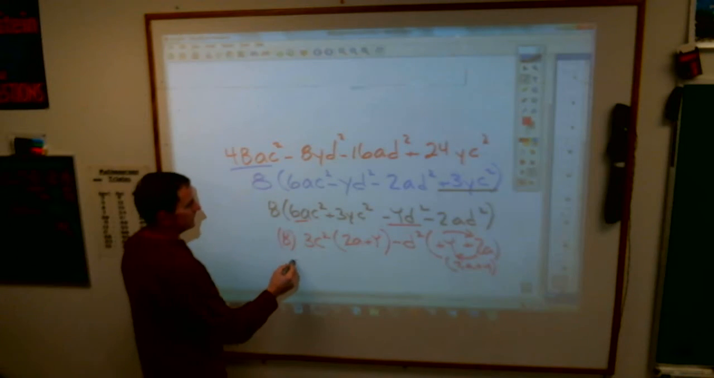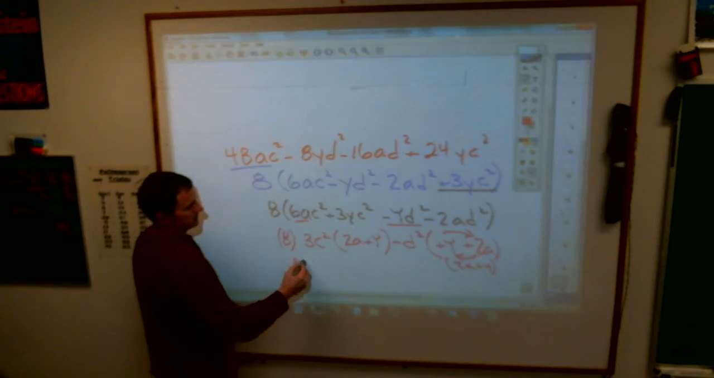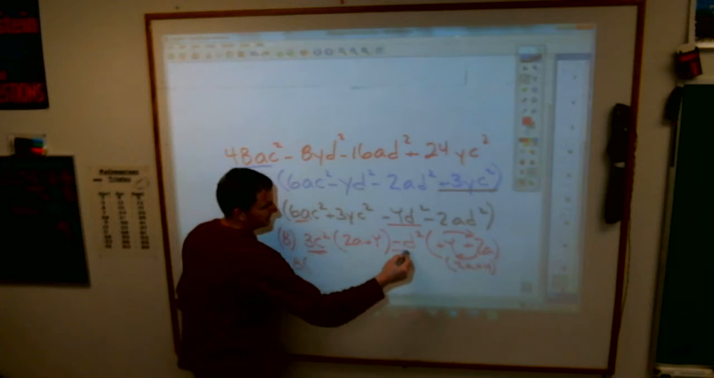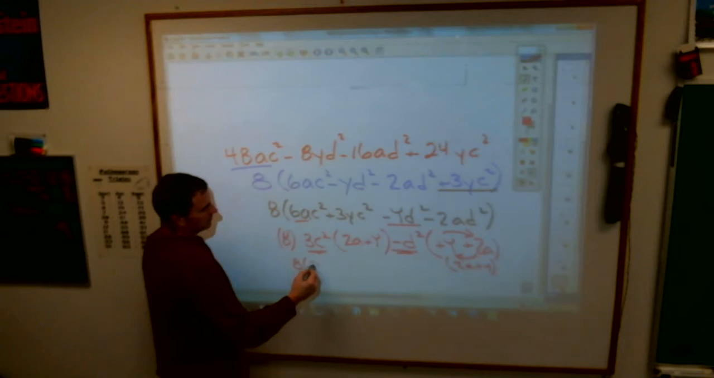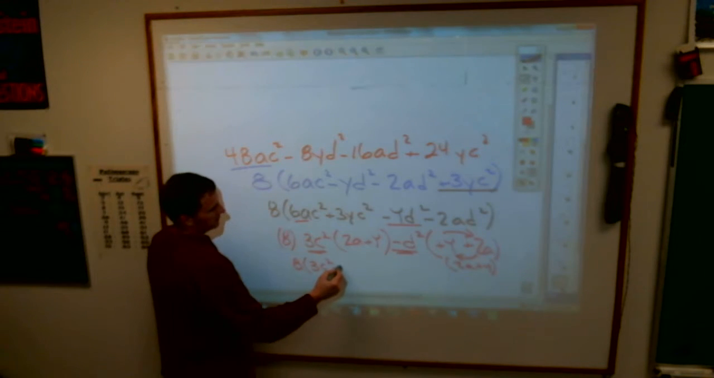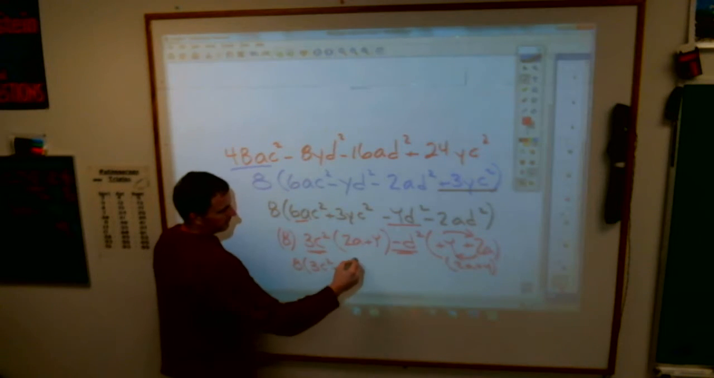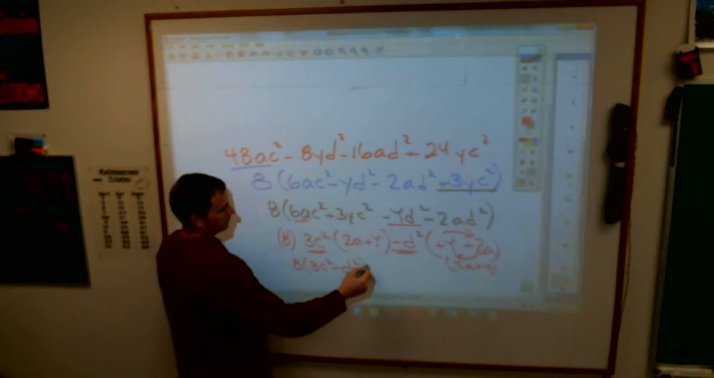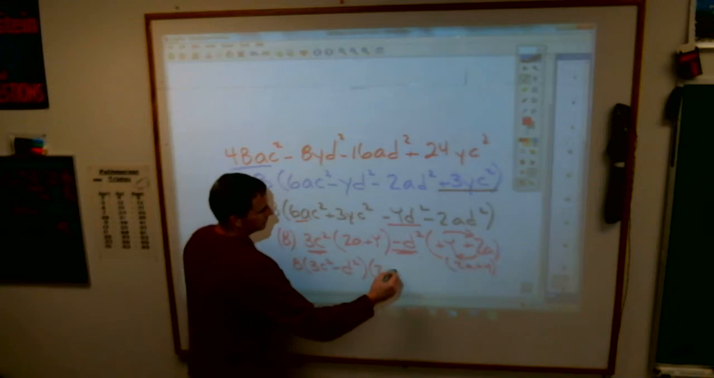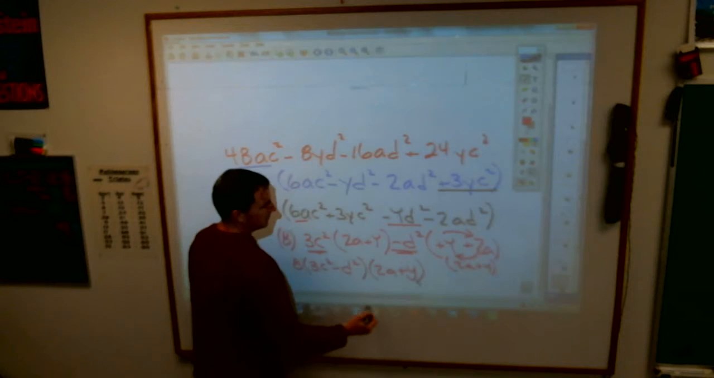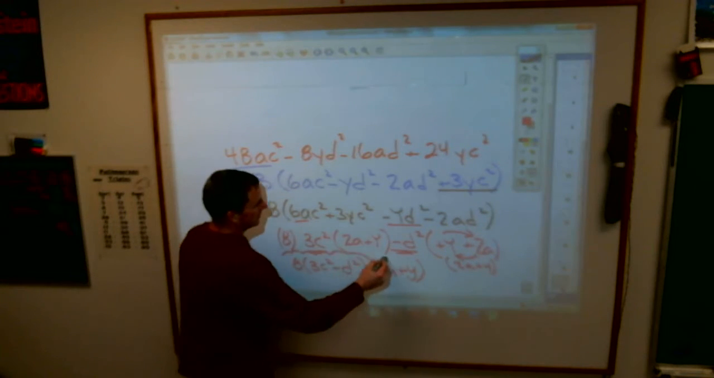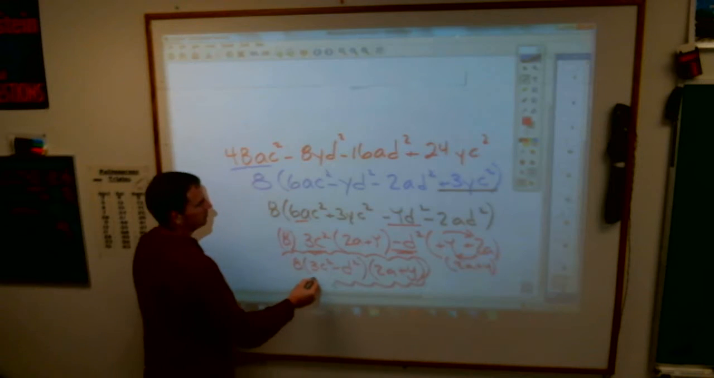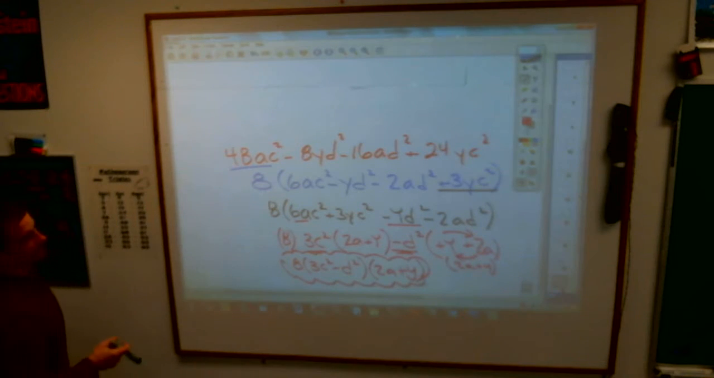You've got this 8 on the outside. You can put this and this together in a parenthesis because they're multiplying by the same thing on the other parenthesis, 3c squared minus d squared. And then in that parenthesis there we get 2a plus 1. Welcome to some upper level mathematics. You get this and you very possibly could get 253.6.